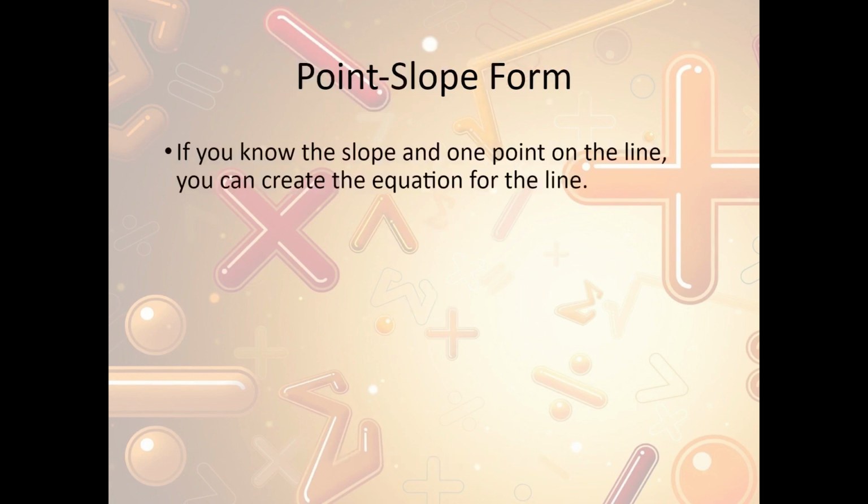Now what is point slope form? We use point slope form if we know the slope and one point on the line. We can still create the equation for the line even though we don't have the y-intercept. And here's how we do it. We know that slope is y equals mx plus b.